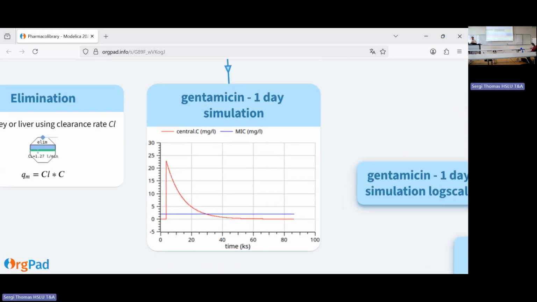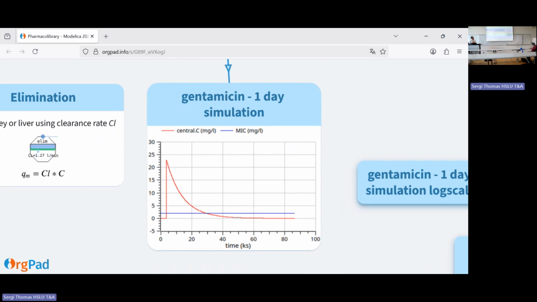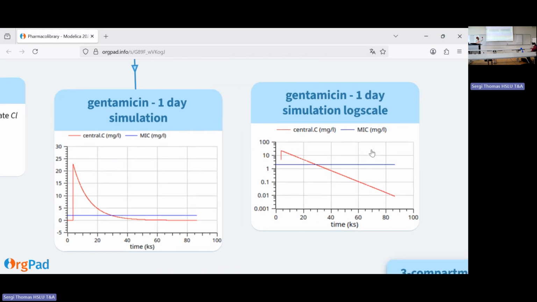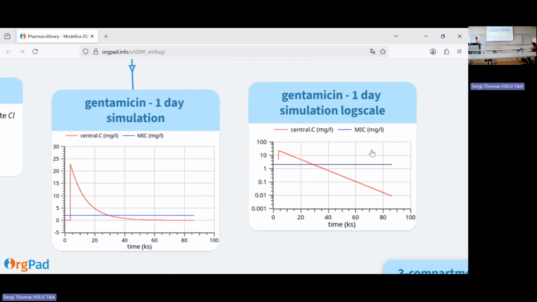But what is interesting is that here is the simulation of the gentamicin during the 1 day, and the decline after administration is logarithmic. So in a logarithmic scale, it looks linear. And a lot of drugs behave this way, that there is a linear logarithmic decline, and the therapeutic effort is to maintain the concentration of the drug above some level. Here, the MIC, it's a minimal inhibitory concentration.